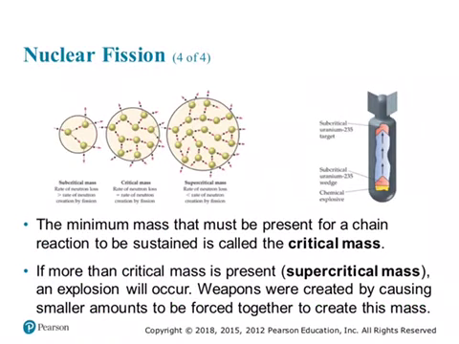These words on this page in bold are important. The minimum mass that must be present for a chain reaction to be sustained is called the critical mass. If you have less than the critical mass, then the reaction will not continue.